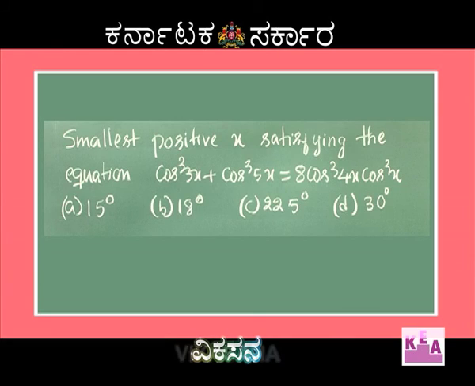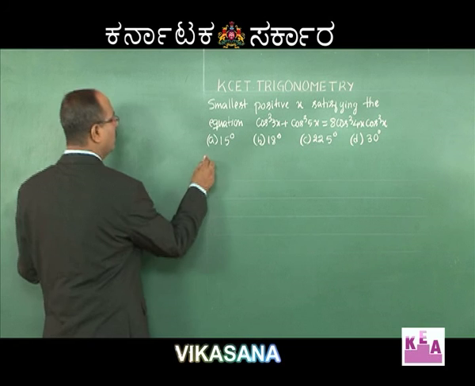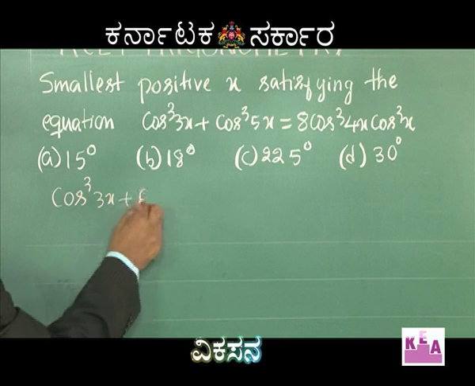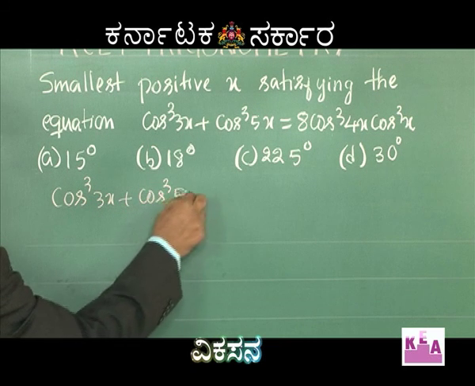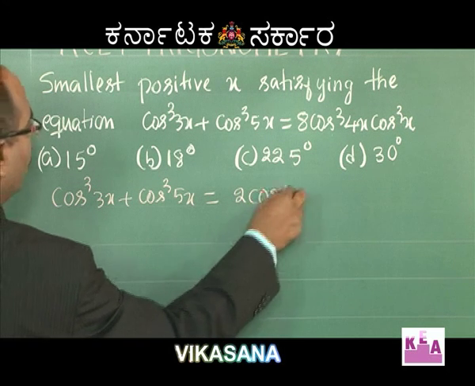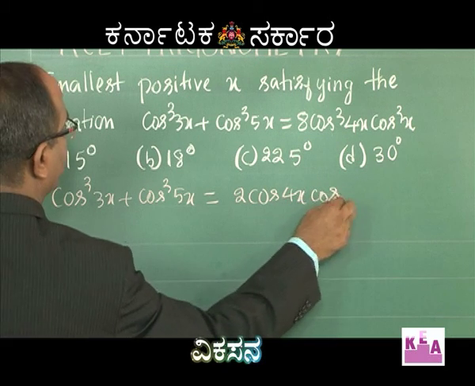Look at the question. Smallest positive x satisfying the equation cos cube of 3x plus cos cube of 5x is equal to 8 cos cube of 4x into cos cube of x is the question. Dear students, if you observe carefully, the right hand side is 8 cos cube 4x cos cube x, that is equal to 2 times cos 4x into cos x whole cube, and the left hand side is cos cube of 3x plus cos cube of 5x.